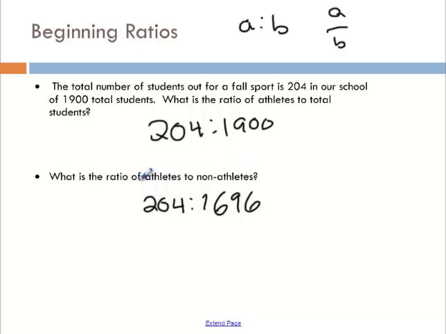One thing that I forgot as I go through this, you want to simplify the fractions. So you want to take 204 over 1,900 and simplify that. Using your calculator, this simplifies to 51 to 475. And when I take 204 over 1,696 and simplify that, I have 51 compared to 424. So you always have to remember to simplify your ratios.